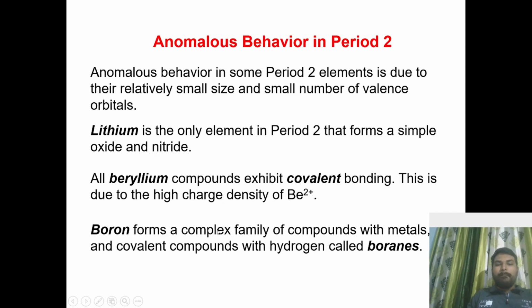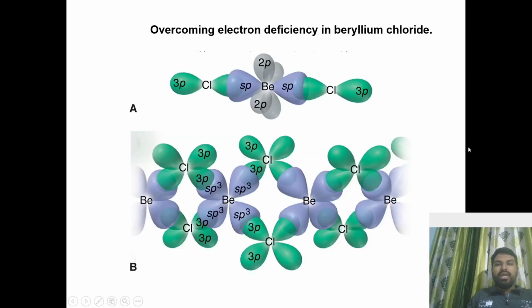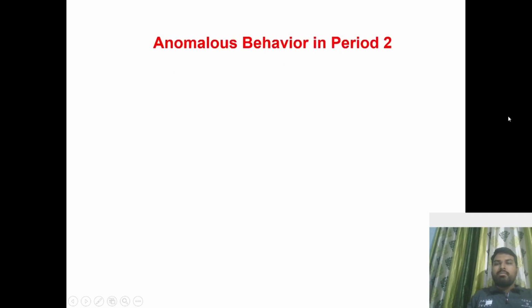Boron forms a complex family of compounds with metals and covalent bonds with hydrogen called boranes. Overcoming electron deficiency in beryllium chloride: this is the beryllium chloride structure. The Cl minus ions have 3p electrons, giving an sp3 hybridized beryllium atom. Okay, this is the sp3 hybridization of the beryllium compound.